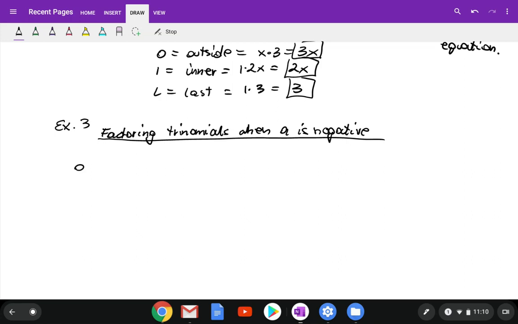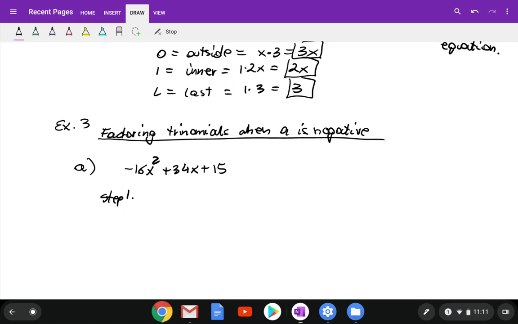Example, let's do a. Factor negative 16x squared plus 34x plus 15. Okay, so why is this different? You have a, which is not equal to 1, but on top of that, it's negative. So when a is negative, what you always want to do is factor out negative 1, and then use the AC method. So be careful with that.